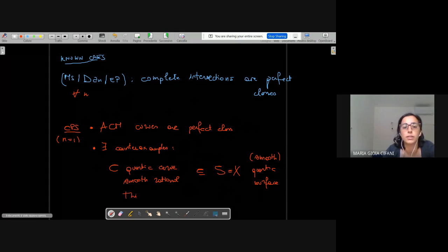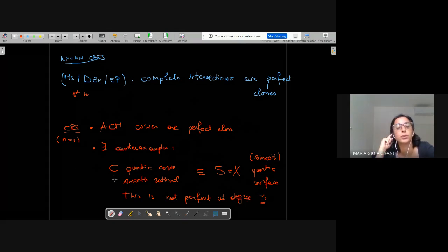Smooth always, because our hypersurfaces are always smooth. And this is not perfect at degree 3, that is the degree in which the ideal of the quartic is generated. But it is perfect at degree 2. So the perfectness, all these definitions, depend on the degree in which we are looking at our ideals, our polynomials. So for me, if I do not say something different, the degree is always the degree in which the ideal is generated. In this case, it's 3. But for instance, this is perfect at degree 2.